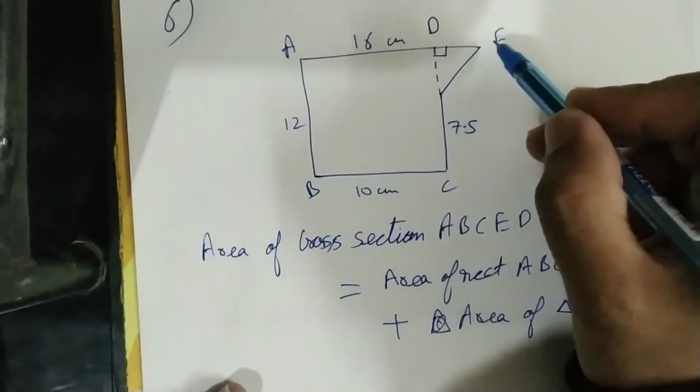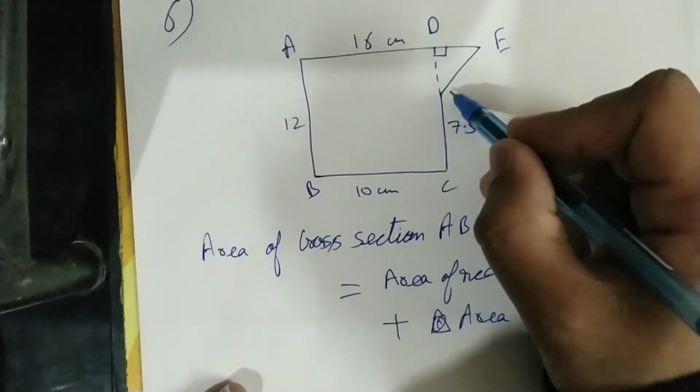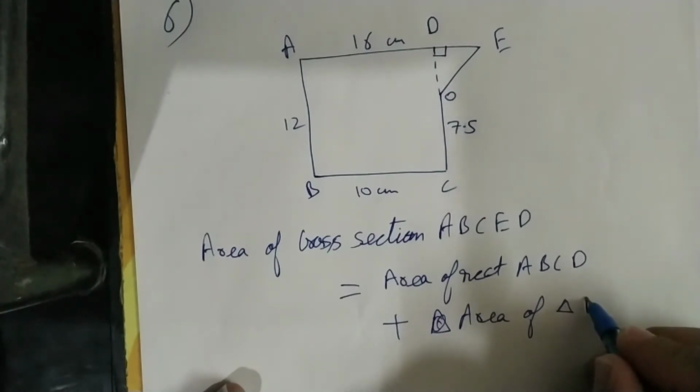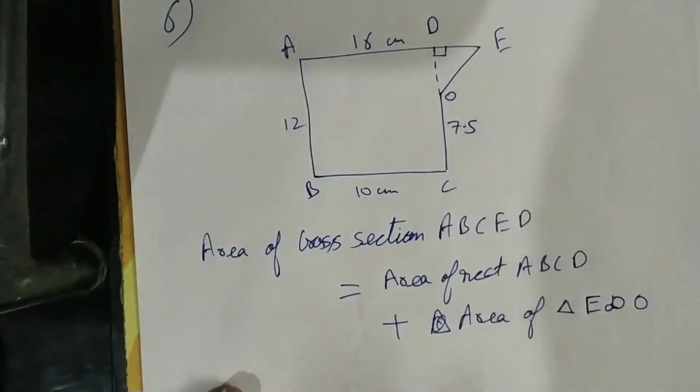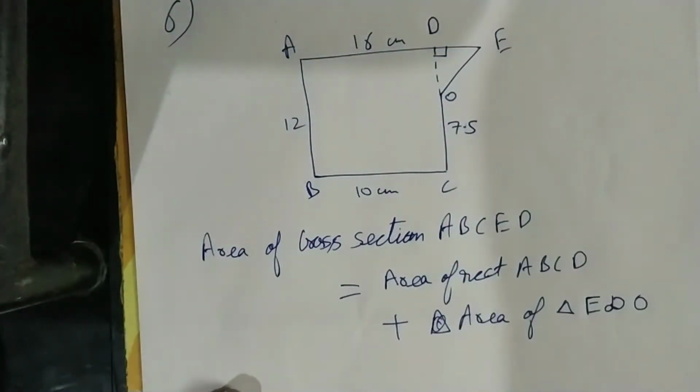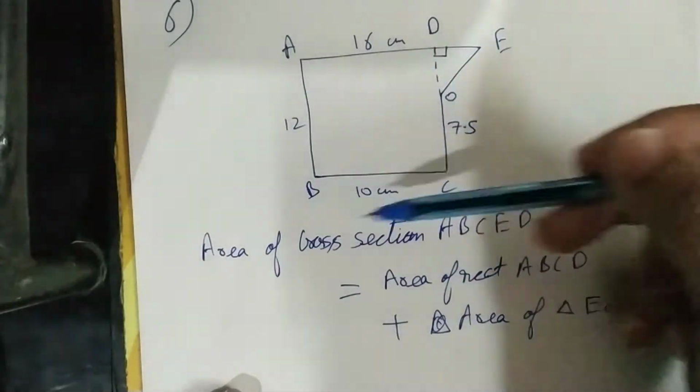So you can also mark this point as O. So triangle EDO. So this particular triangle. So we have to add these two areas to get the area of this whole cross section.